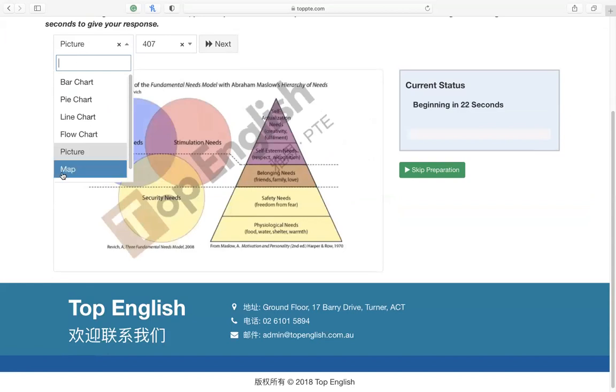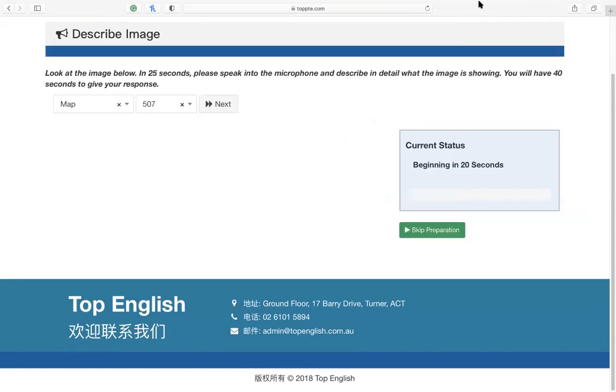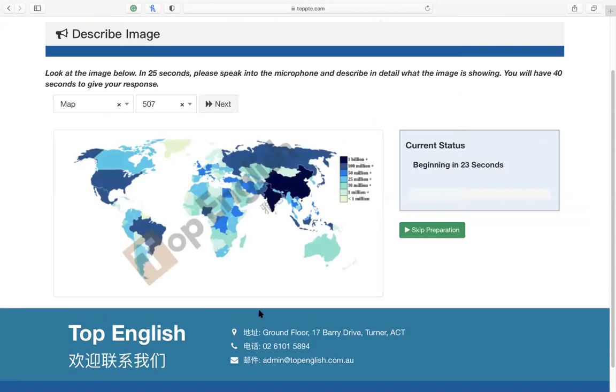Okay. Picture is very similar. Okay. What do we do here? Do you remember, Kimberly? I have to look. Yes. So we have to talk about the name of the continents or at least name of some countries.